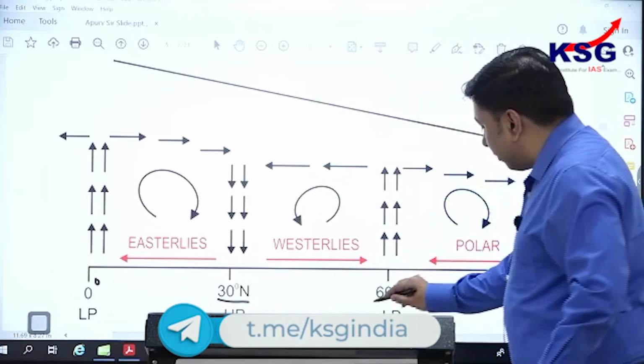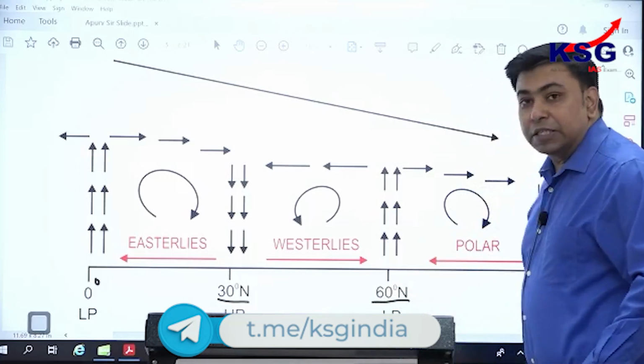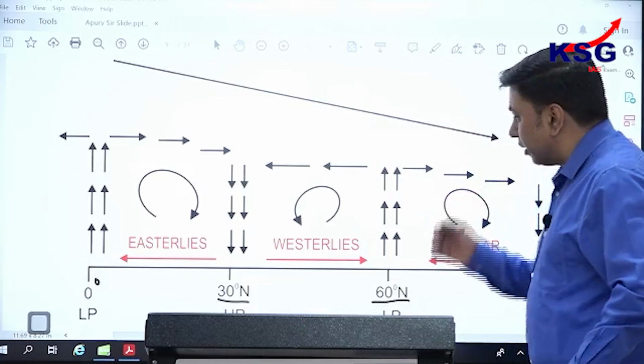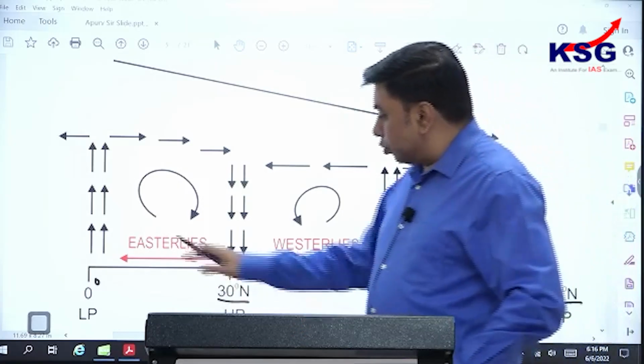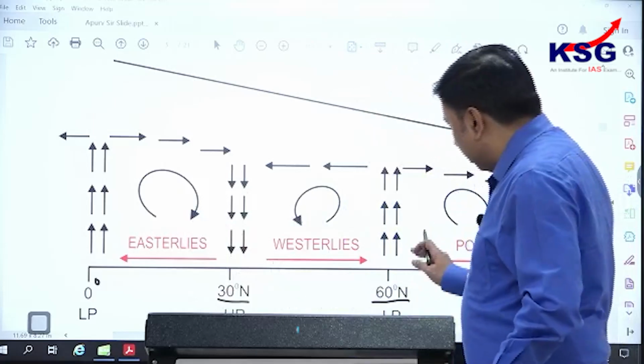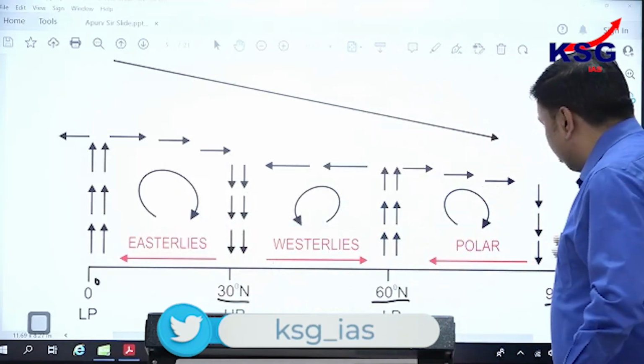And then I am demarcating of course one more area, and that's which one? 60° north, I mean subpolar area, and finally 90° north, that is which one? The polar area. Agree? So there are so many zones what we can demarcate over here. One is equator, then comes subtropical area, the subpolar area, and finally the polar area.